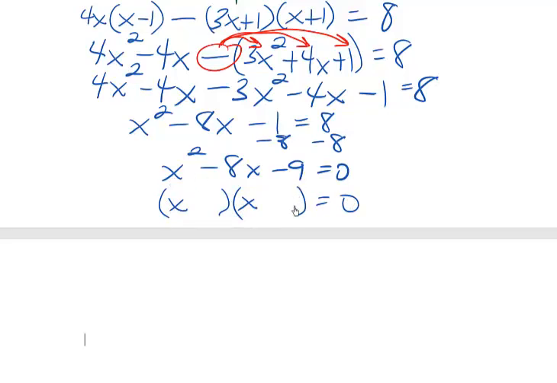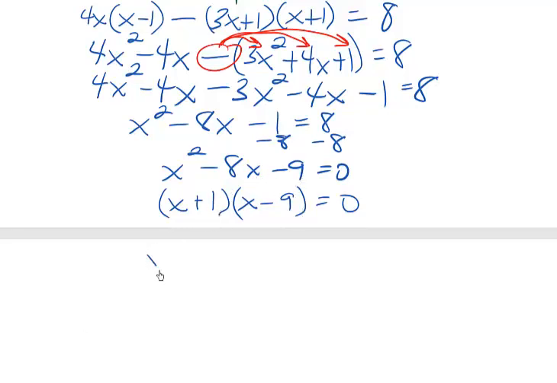The back is a 9, so I guess you could have 3 times 3. You could have 1 times 9. I'm thinking it's got to be a 1 and a 9 if I'm trying to make an 8 in the middle. Then I just got to think about the signs. Let's see, I want the 8 to be negative, so negative 9x plus 1x does it. Negative 9x plus 1x, yep, negative 8x. 1 times negative 9 is negative 9.